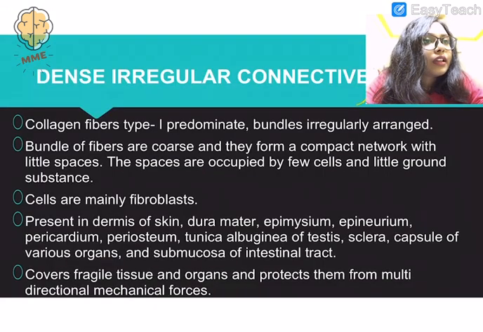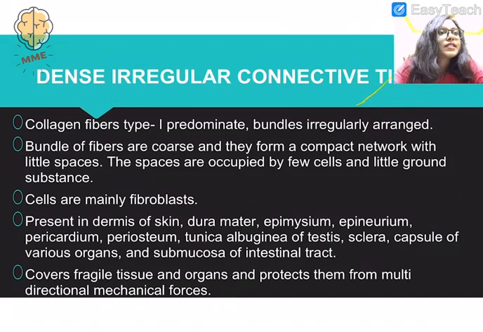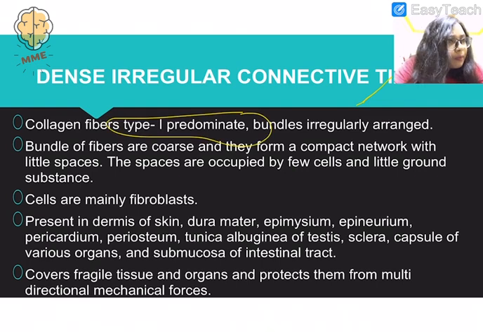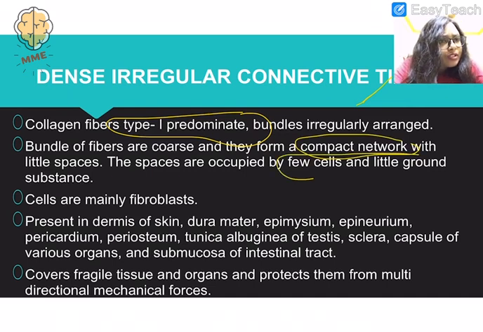Dense irregular connective tissue. Why is it irregular now? Because they are also tightly packed, dense means tightly packed, but yes, they are packed differently. They are very irregular in arrangement. They are not arranged parallelly. Type 1 is predominant here also, and they form a compact network occupied by very little space and very little ground substance, and mainly fibroblasts.